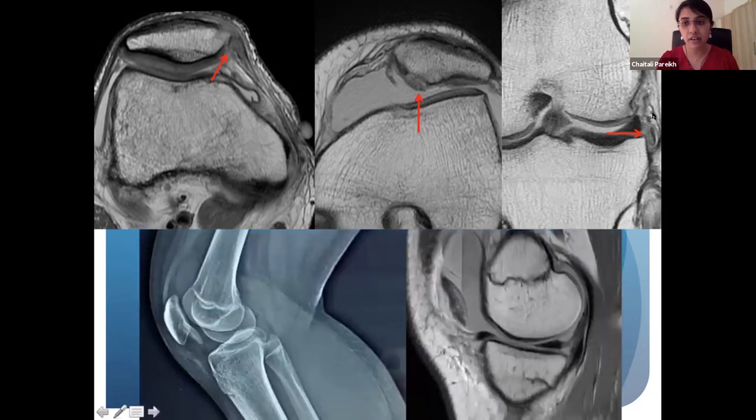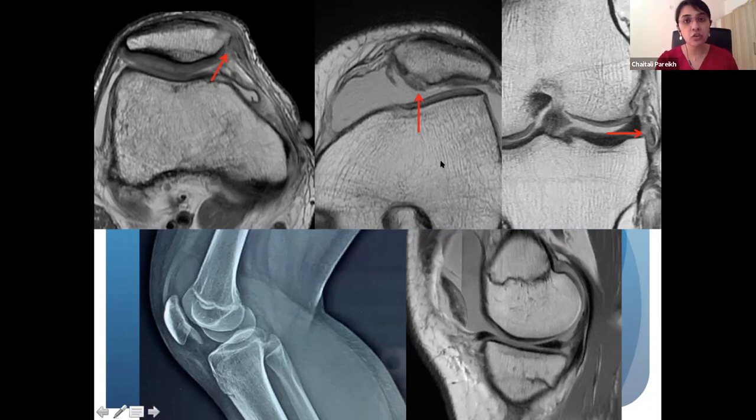So here, you had a very small osteochondral fragment. This is a patient who had a sizable osteochondral fragment, which was easily picked up even on an X-ray. Right. So whenever you see such an X-ray in a young patient, if they give you a history of patellar dislocation or patellar instability, you know that this is an osteochondral fragment which has been chipped off from either the medial patella or the lateral femur.